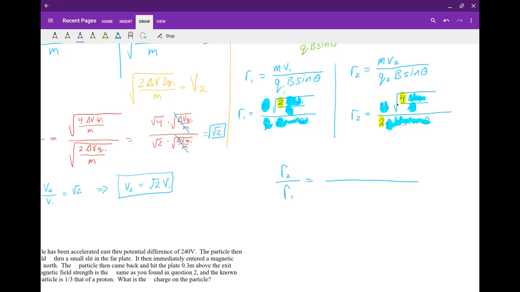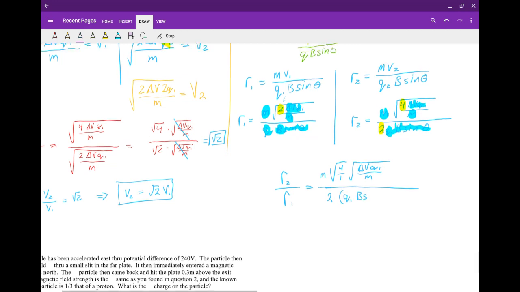If you want, you can write it like this. You've got the square root of 4 over 1, and then you've got an M sitting in front. That's this M right here. And then this is multiplied by the square root of delta V Q1 over M. I just kind of separated out the number, okay? And then on the bottom, I've got a 2, and then I've got a Q1B. Oh, shoot, I messed that up. Hang on. This is supposed to be on the bottom of the numerator. Let me give myself a little bit more space.